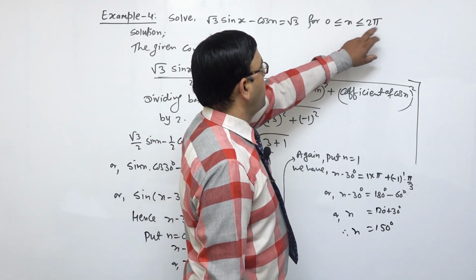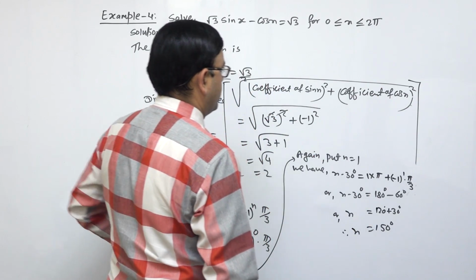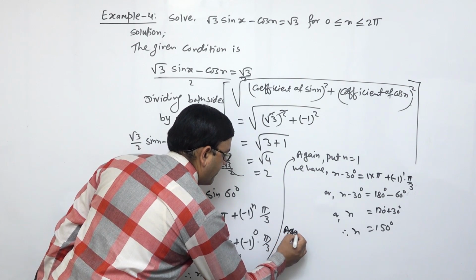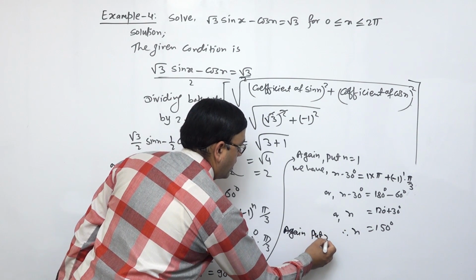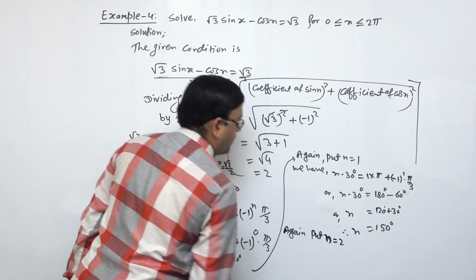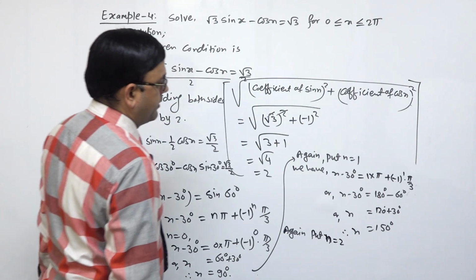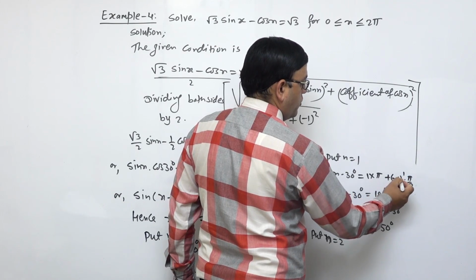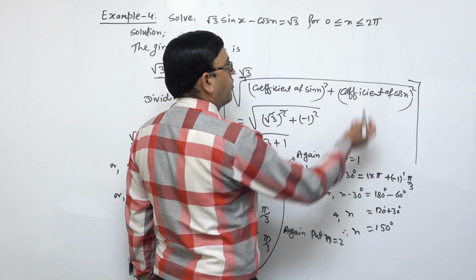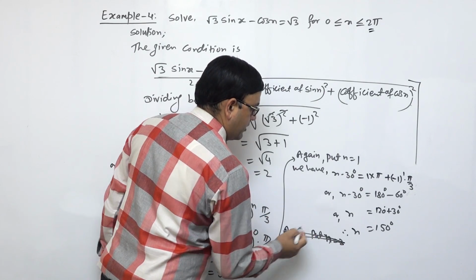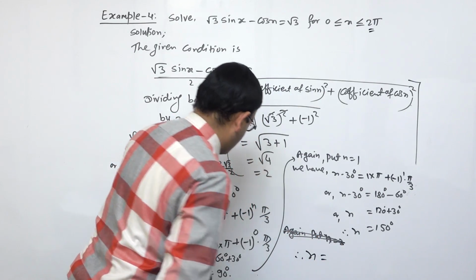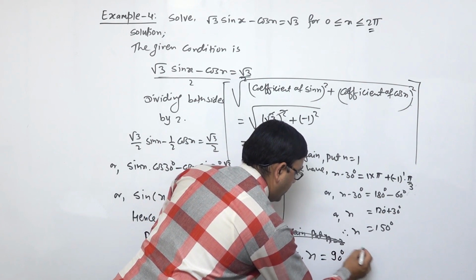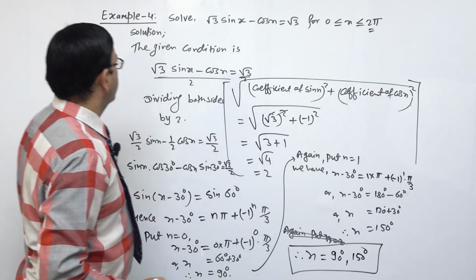But we have to go up to 2 pi here. So again put n is equal to 2. So we'll get here 2 pi, and then minus 1 to the power 2 will be plus, and then it will be more than 2 pi. So it's not necessary. Therefore our required answer x is equal to 90 degree and 150 degree. 90 degree and 150 degree is the required answer of our question.